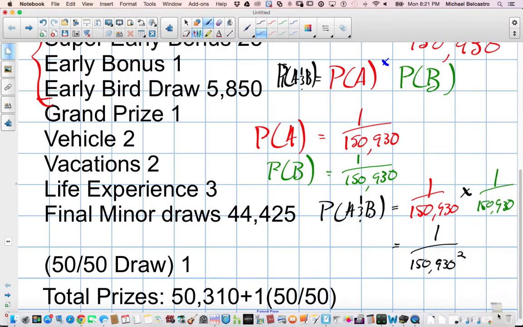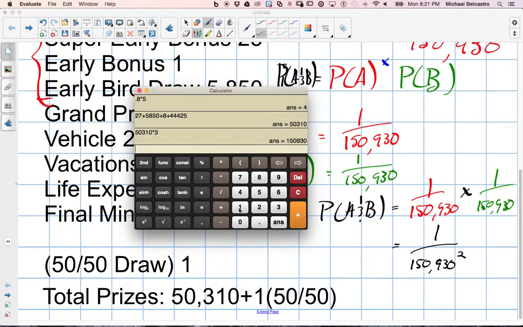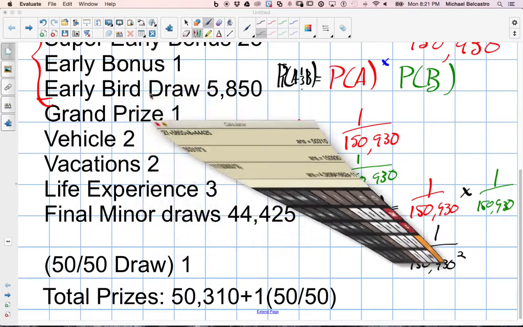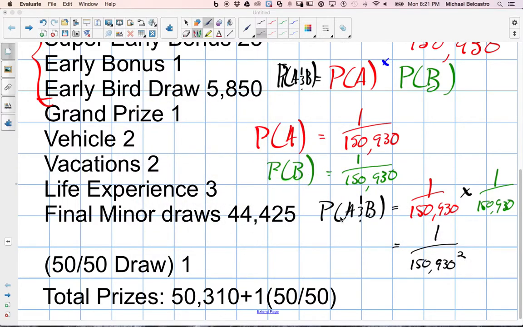I don't know if my calculator will even calculate this. Let's find out. 1 divided by bracket 150,930 to the power of 2 is equal to ridiculous. There are 10 decimal places with the 0 in front of that 4 as a percentage. Okay, so not happening. That's pretty much how you can see that idea of that not happening.